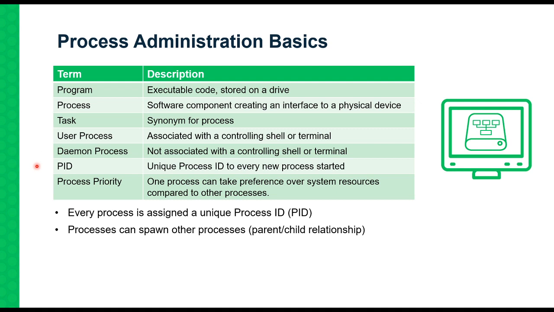Then we've got our PID, which is a unique process ID to every new process started. Then we've got our process priority. One process can take preference over system resources compared to other processes. Every process is assigned a unique PID. Then processes can spawn other processes. We call that a parent/child relationship.